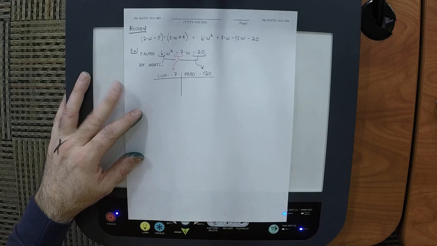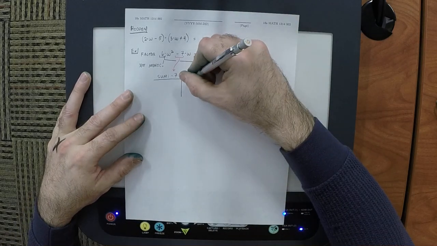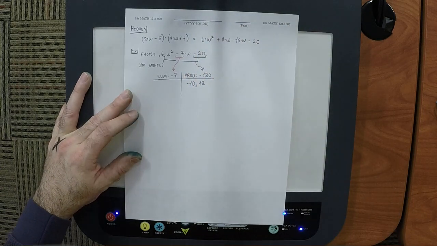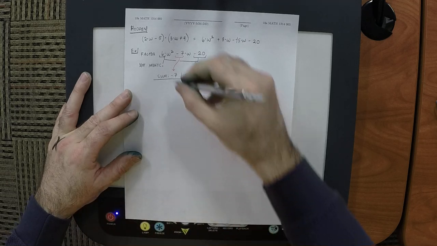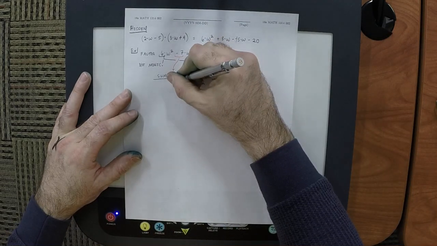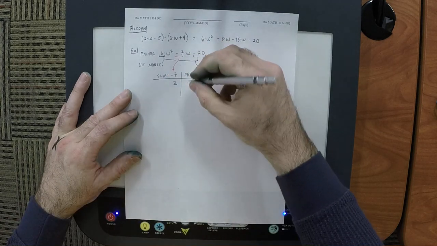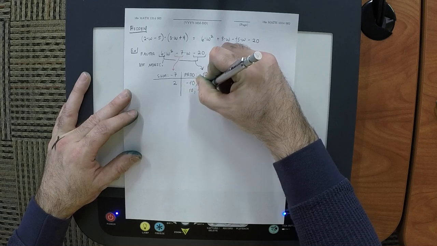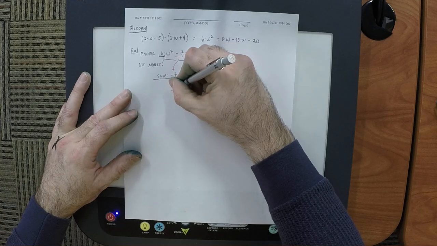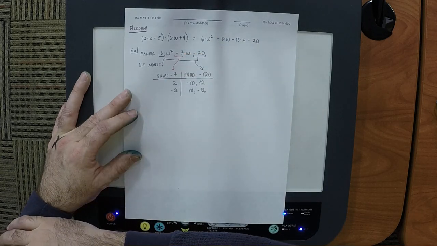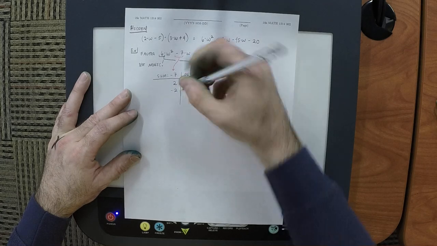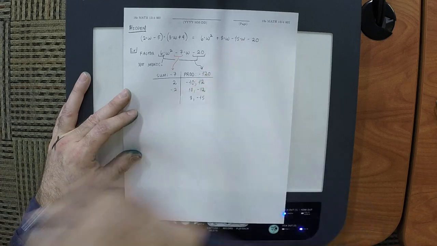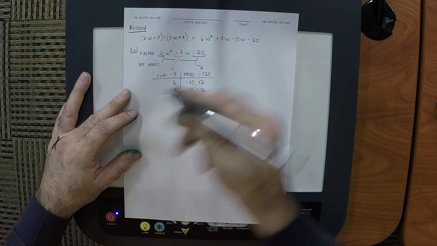Well, yes. But I'm going to try. How about negative 10 and 12? And then the sum is what? 2. So that's not right, because it doesn't even have the right sign. So maybe I'll try 10 and negative 12. The sum of those is negative 2. Well, at least I have the right sign. Okay, we're running out of time, so let's skip to the end. How about 8 and negative 15? That product is correct. And then the sum is negative 7.